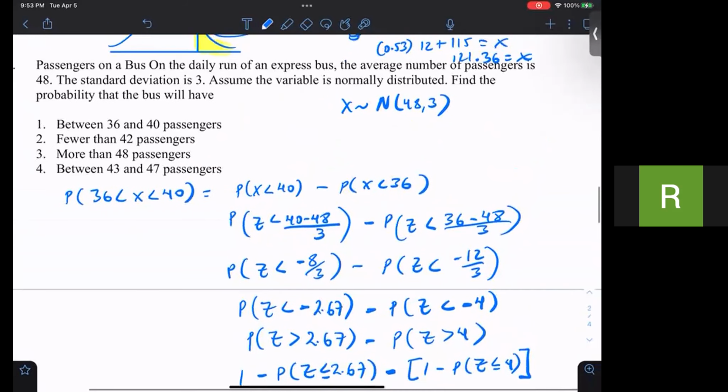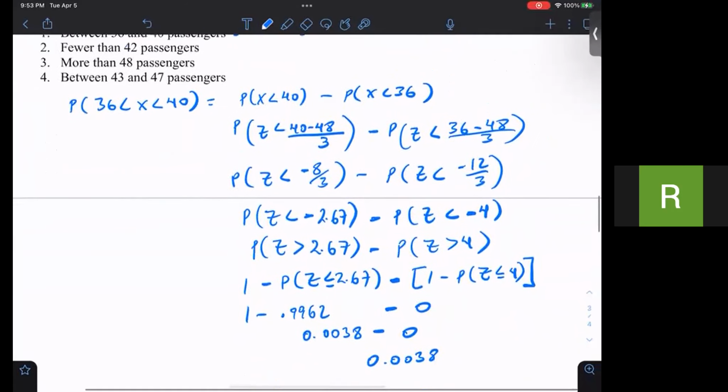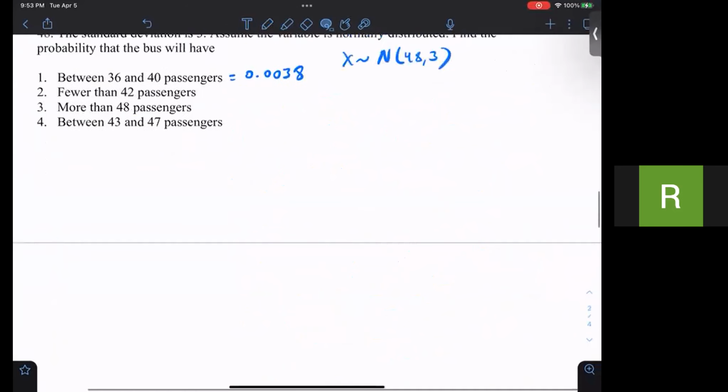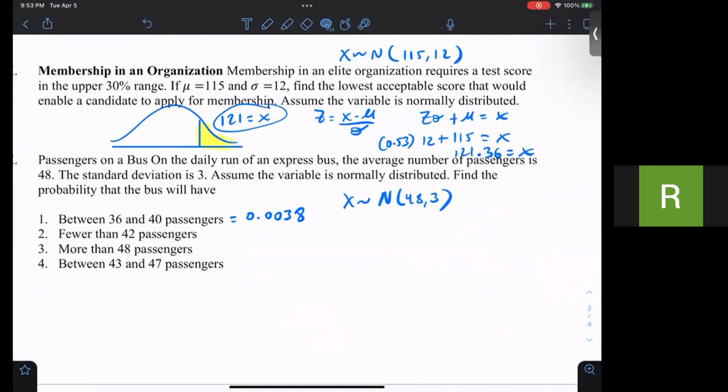Okay, so this is 0.0038. Okay, so for the next one, you need to do fewer than 42 passengers. So this is very easy.